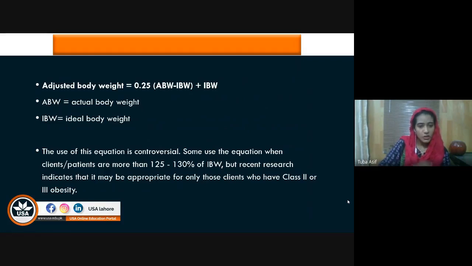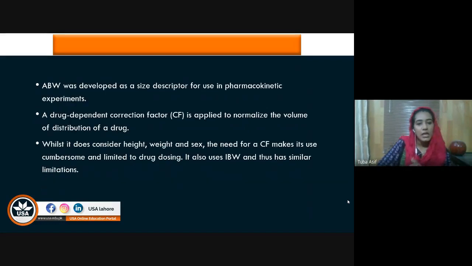The use of this equation, that is multiplying a 0.25 factor by the adjusted body weight minus ideal body weight, and adding the result to the ideal body weight, is somewhat controversial. Some use this equation when clients are more than 125 to 130% above their ideal body weight, but recent research indicates that it may be appropriate only for those clients who have class 2 or class 3 obesity. Adjusted body weight was also developed as a size descriptor for use in pharmacokinetic experiments.